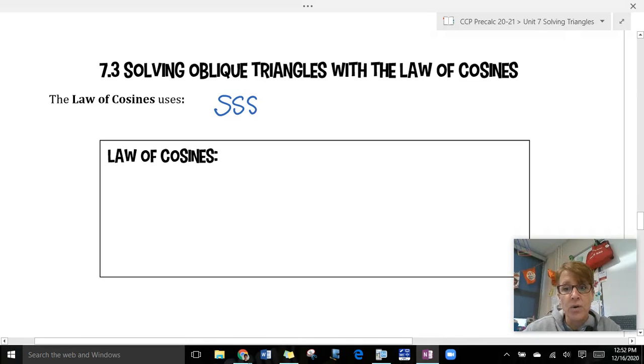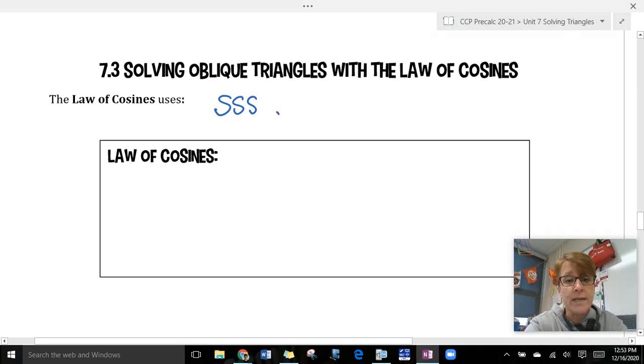Now, I know when you guys see something like SSS, it's like a flashback to geometry, and you get all scared because you think about proving triangles congruent. Remember that? Side, side, side congruence theorem, or whatever, right? That's not what I mean. I do mean SSS, but just in the way of I've given you all three sides, or you have all three side measures. Okay, that is one application that we can use the law of cosines with.